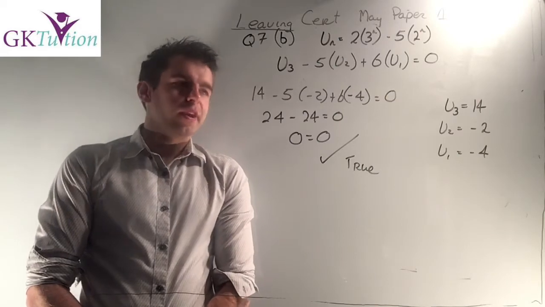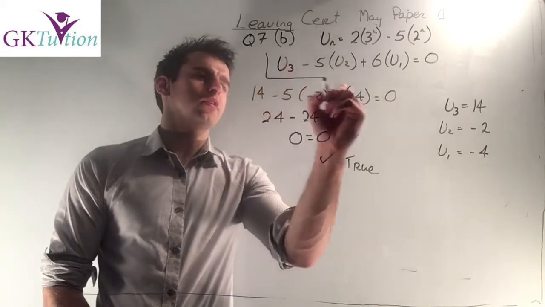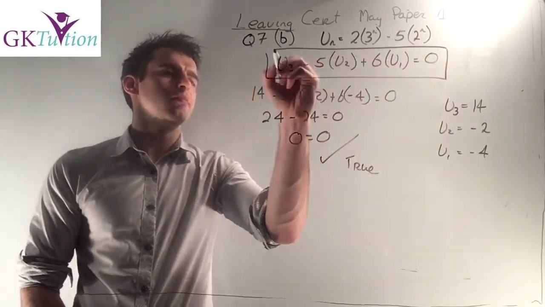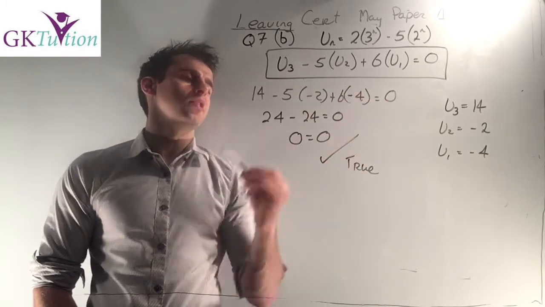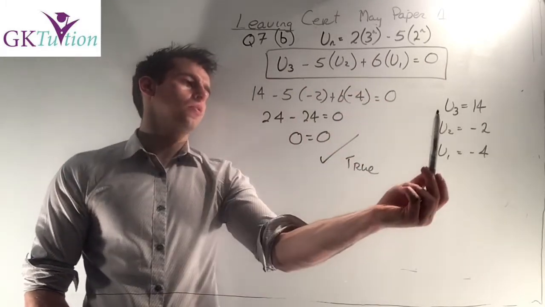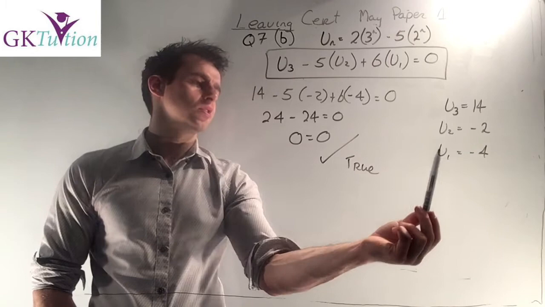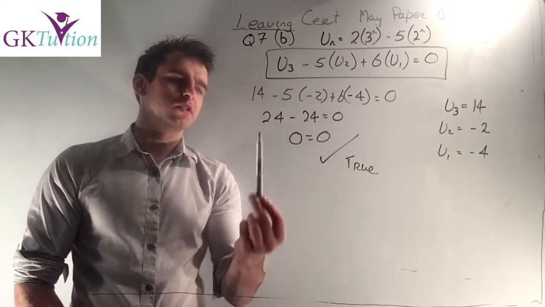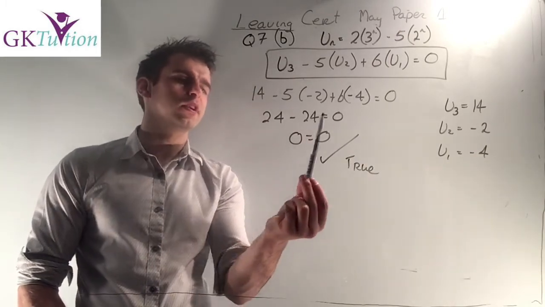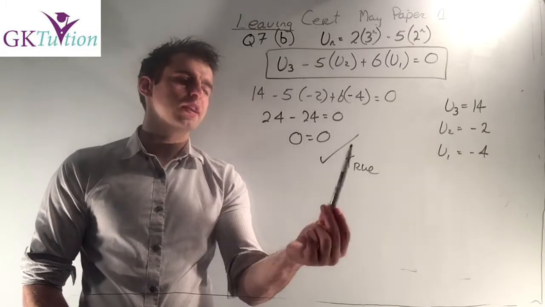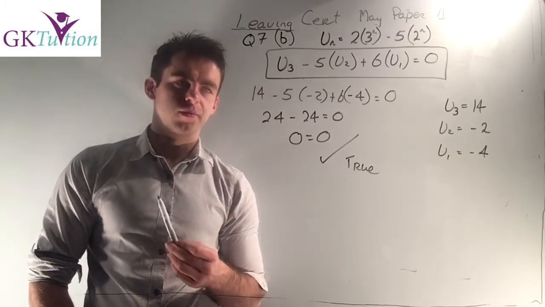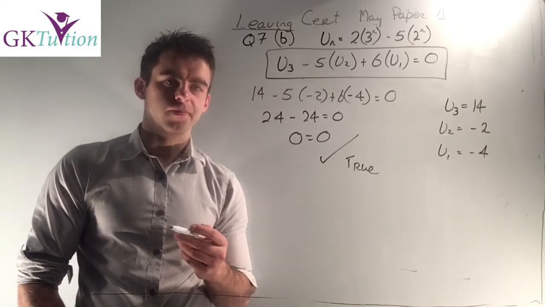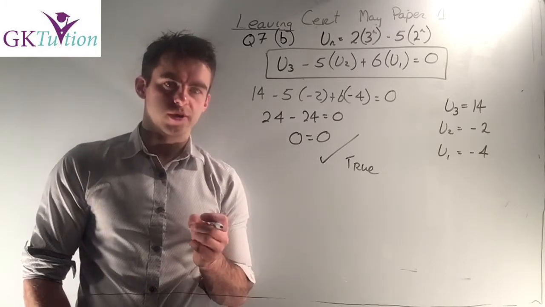Okay, so for the next bit, again it was relatively straightforward. You're asked to sub into u3 is -5 times u2 plus 6 times u1 equals 0. Now u3 is 14, u2 is -2, u1 is -4. So if I just sub in, I end up with 24 minus 24 equals 0. Clearly 0 is equal to 0, so that one's true. There's 5 marks going for that as well. It's the next bit that's really important.